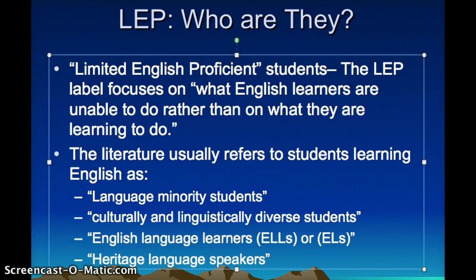The limited English proficient label is controversial because some believe that it focuses on what English learners are unable to do rather than on what they are learning to do. Therefore, other labels are used in literature relating to these particular types of students. Some of these include language minority students, culturally and linguistically diverse students or CLD students, English language learners or ELLs, English learners or ELs, or heritage language speakers.